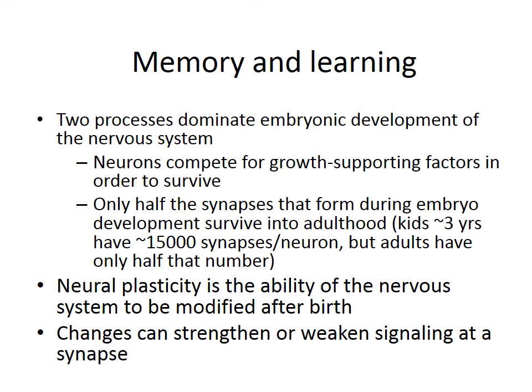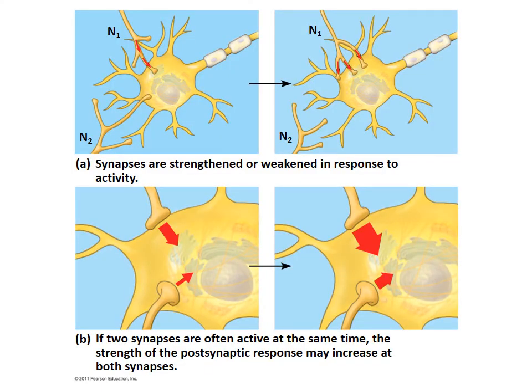Neural plasticity is the ability of the nervous system to be modified after birth. And this is important because that shapes our brain and our learning abilities. Changes can strengthen or weaken signaling at a synapse, so we can learn. Here is a picture showing you synapses being strengthened or weakened in response to activity.